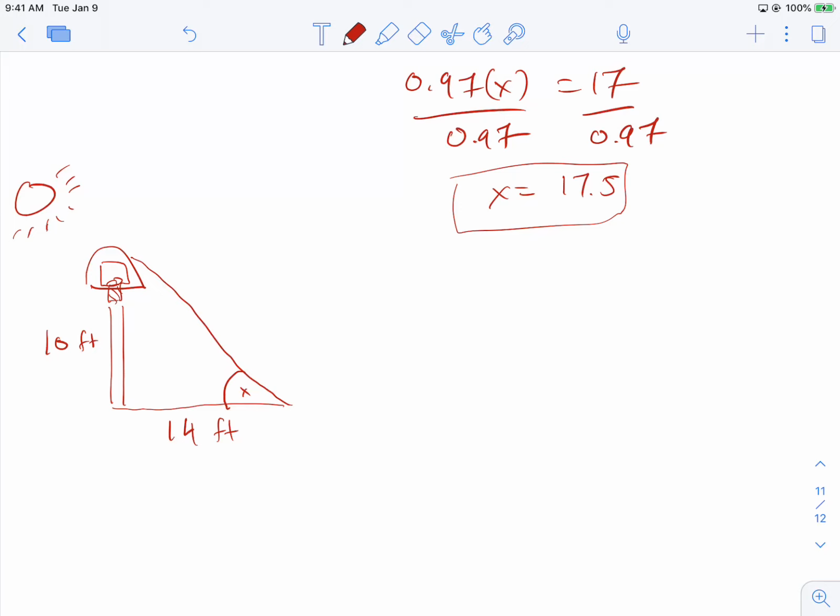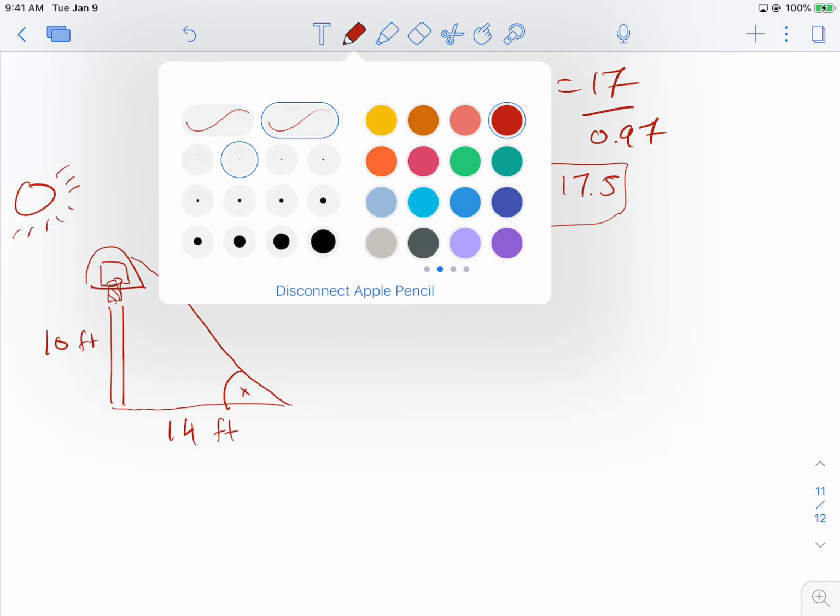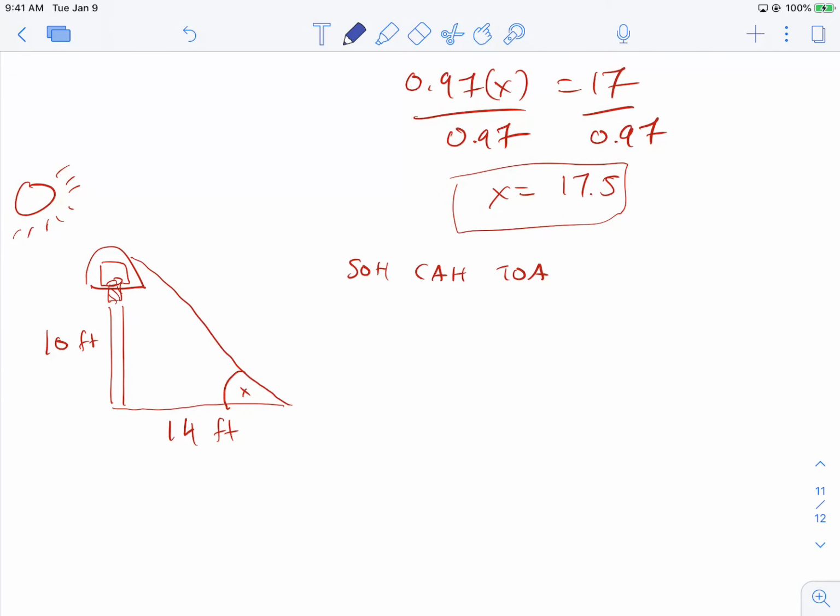So what are we going to use? Well, if we have our SOH CAH TOA, what things do we have? What things do we need? Let's take a look. So let's label our triangle: hypotenuse, adjacent, and opposite. So we have our opposite, so we'll check off that, and we have our adjacent, so we'll check off that. Tan looks like our bet. So we're going to use tan.